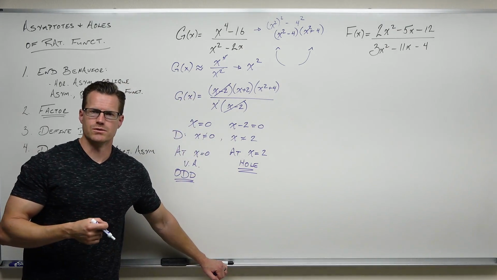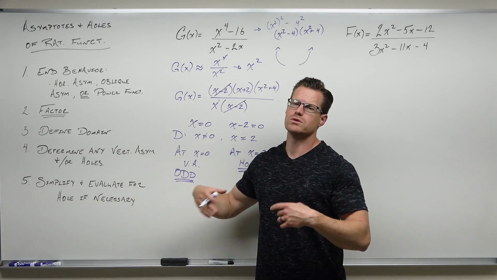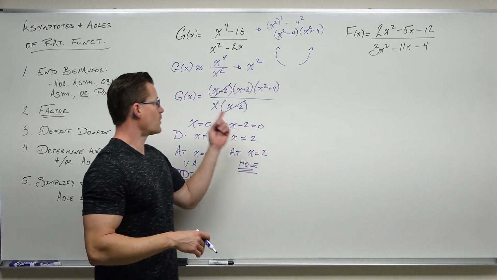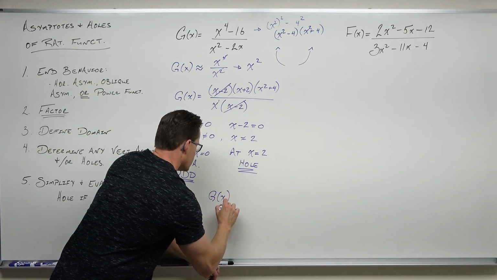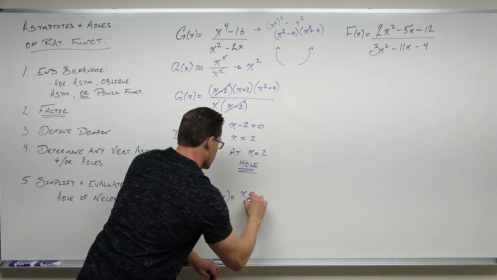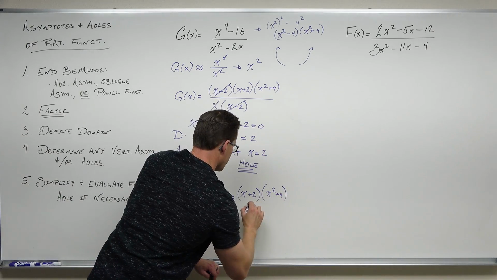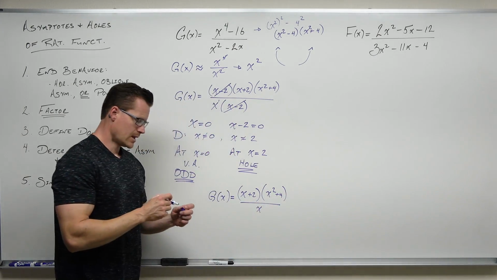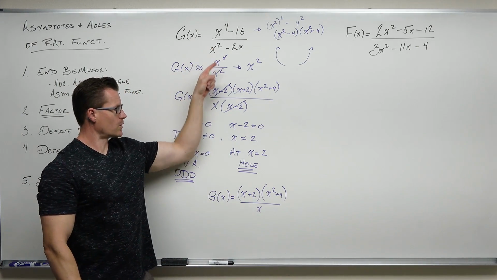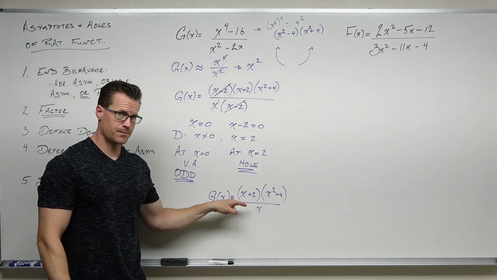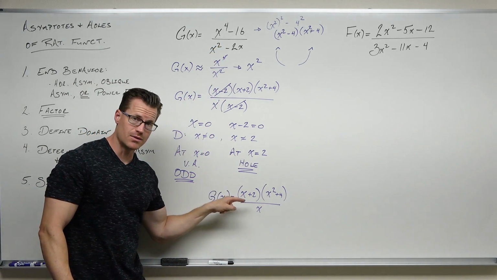Now here's what I need you to do for a hole. This is like your step 5. If you have a hole, you do one more thing. You simplify, which we've already done. You rewrite your function, and here's the whole point of a missing point. This graph will look exactly like this graph, with one exception. This graph has a hole in this function.